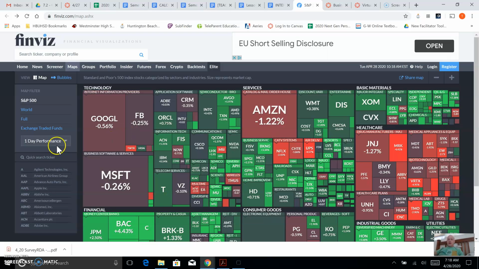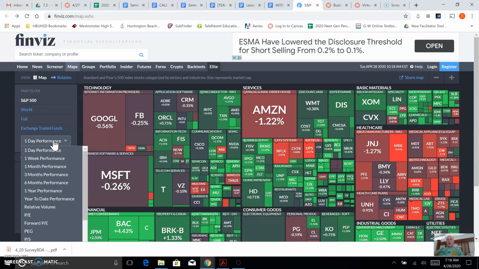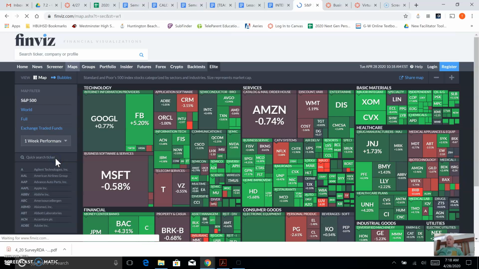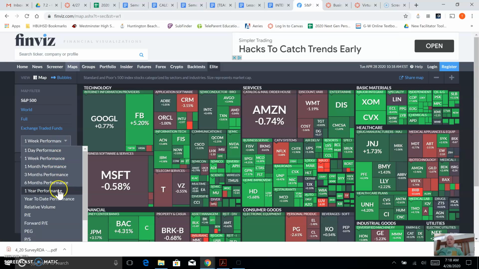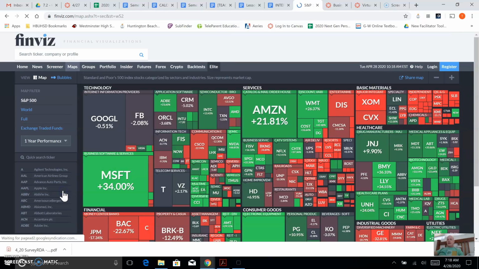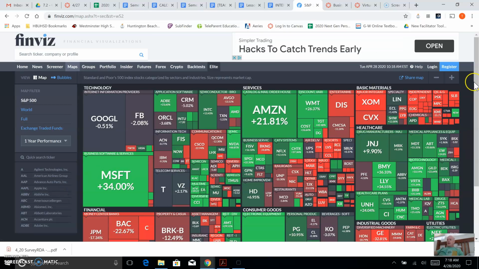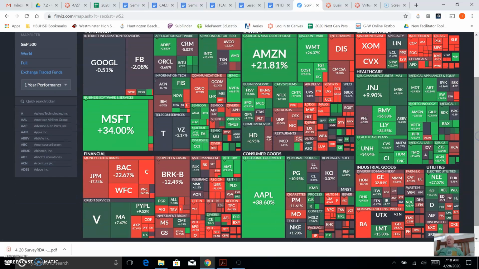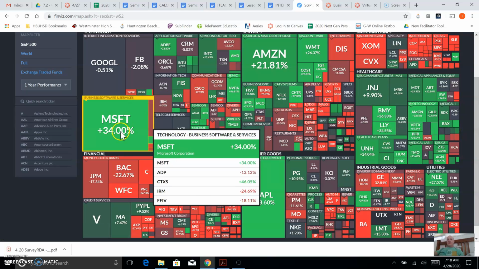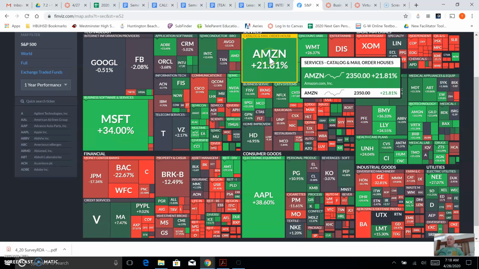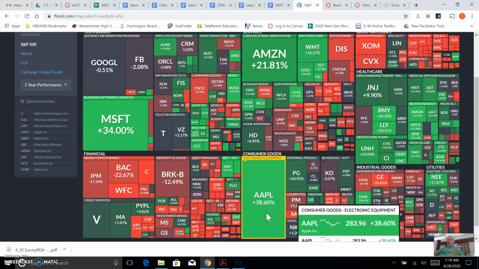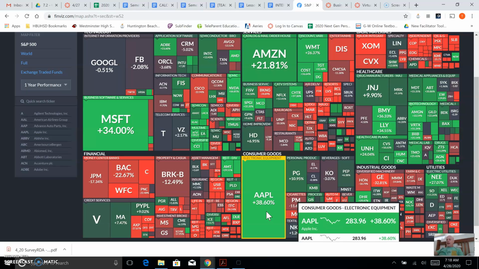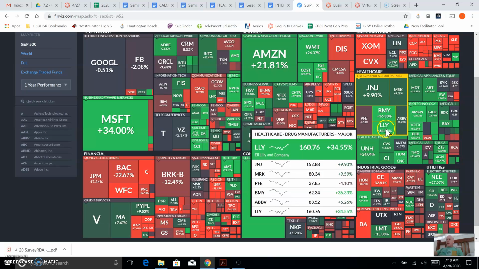You can also change this one-day performance, but say I wanted to go back and look at who's been the best performer over the last week. Or let's look over the last year. Ooh, a lot of red, right? Most companies have lost money in the meltdown here with the coronavirus, but certain companies haven't, right? Microsoft's still up 34%. Amazon's up 21%. Applied Materials is up 38%. Some of the healthcare stocks are up nicely, which makes sense, right? They should be making money.